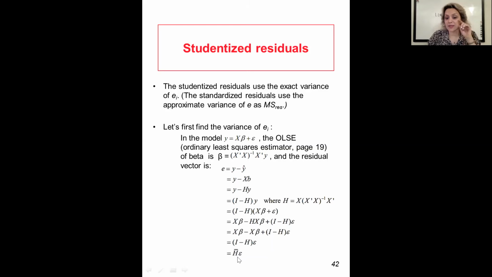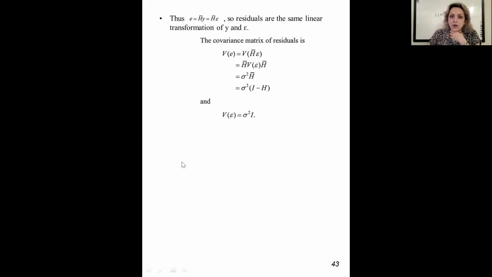This H complement is exactly the complement concept that we had in second-year stats when we were working with the Venn diagram. So when we say I minus H, it will give you H complement. You can write it as I minus H as well, and H, as I said, is equal to this one. So if E is equal to H complement times Y, and also equal to H complement times epsilon, then residuals are the same linear transformation of Y and epsilon.